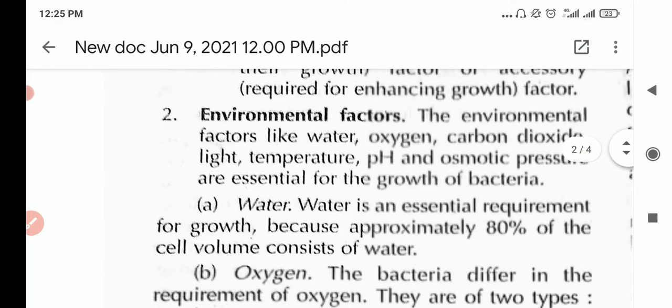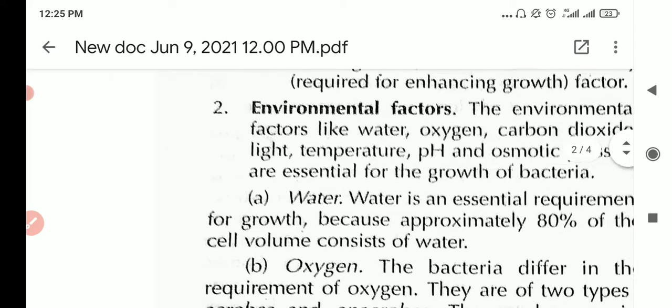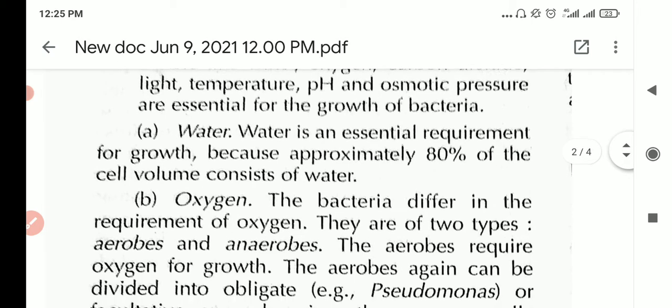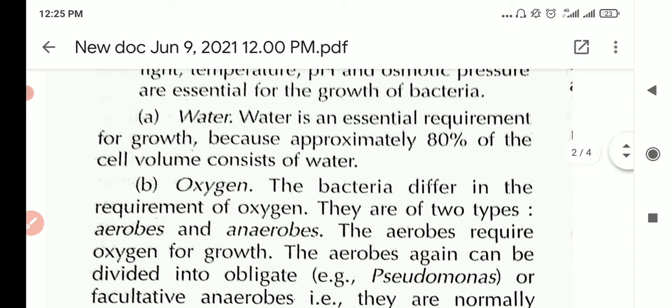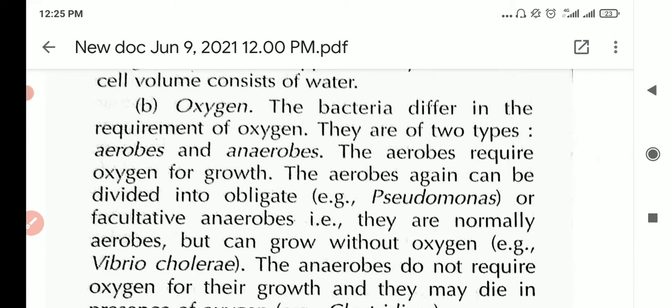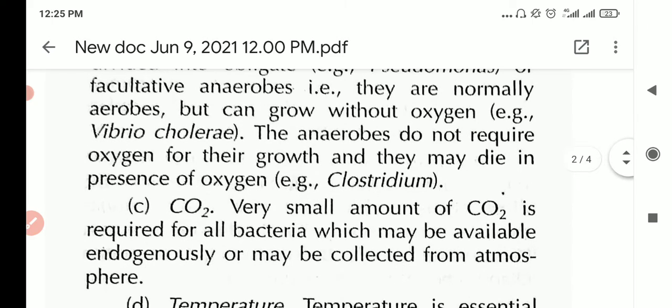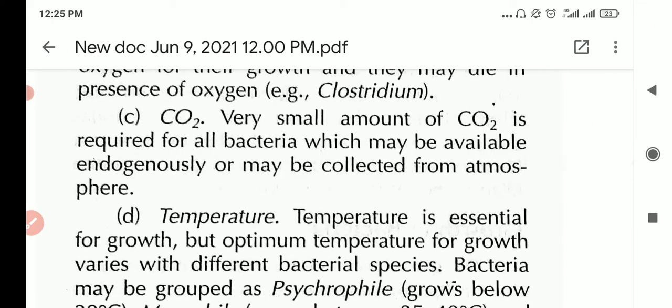Okay, let's look at the environmental factors. The water, the temperature, the pH. Okay, all here. You go through by yourself since the note I've already sent. This is just the easy, like school level, no? Water you require. 80% of cell volume is made of water. Okay, like human, I am 70% water. You also, you're 70% water. Then oxygen, depending on whether they are aerobic or anaerobic. Okay. Then carbon dioxide, those which are photosynthetic, they may require.